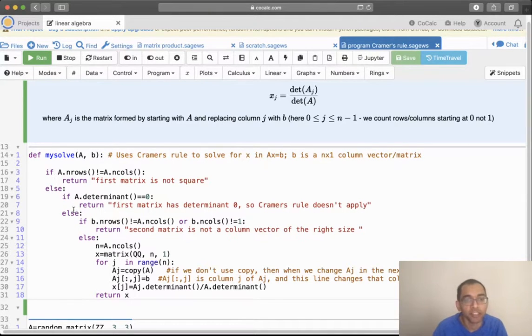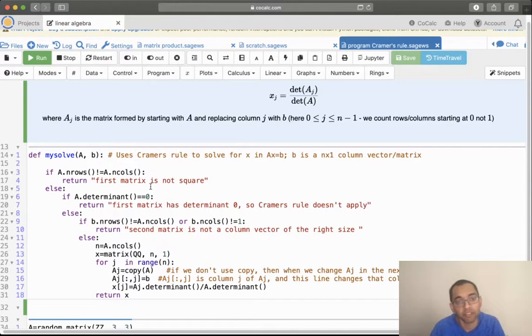Now, the first few lines are doing some just error checking, if you will. So first, I'm checking that A is a square matrix. Cramer's rule only applies to those situations. So I check that the number of rows of A is not equal to the number of columns of A. And if they're not equal, then it's not a square matrix, so I return this error message that the first matrix is not a square.